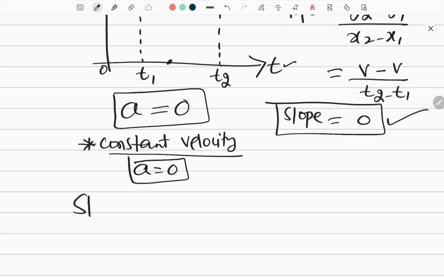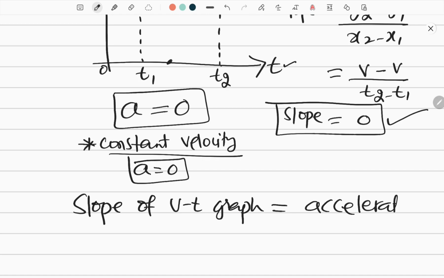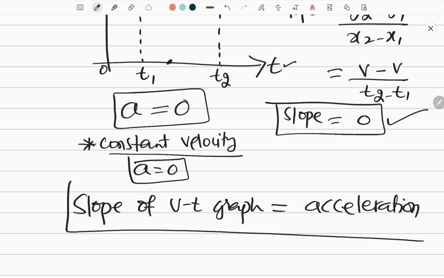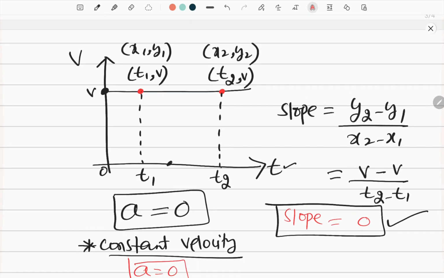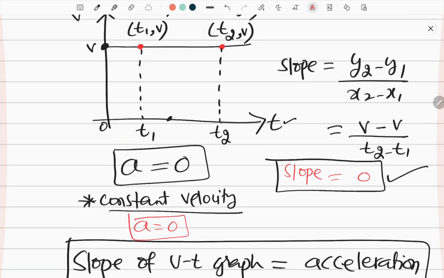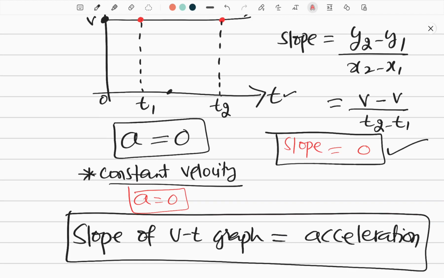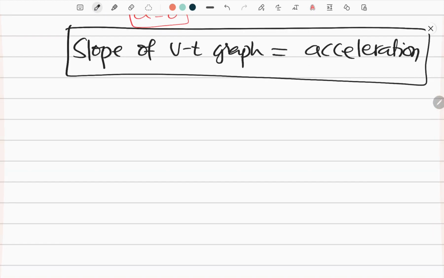So that means if we are finding out the slope of a vt graph, then definitely we are finding out acceleration. All right, so this is what you need to put in your mind. I have shown you with proof. See, slope we got 0 and acceleration also 0 we are getting. So if a vt graph is there and you are finding out the slope, it means you are finding out the acceleration. Is it clear? Okay, so like that you can take it for any graph.